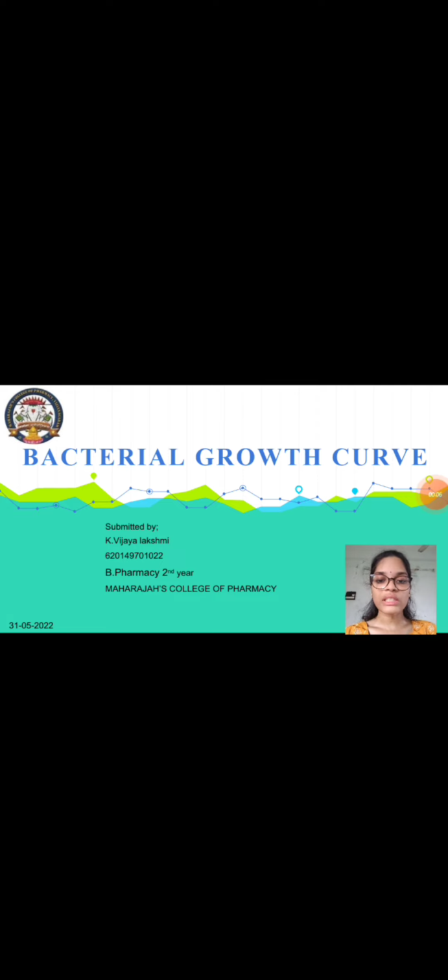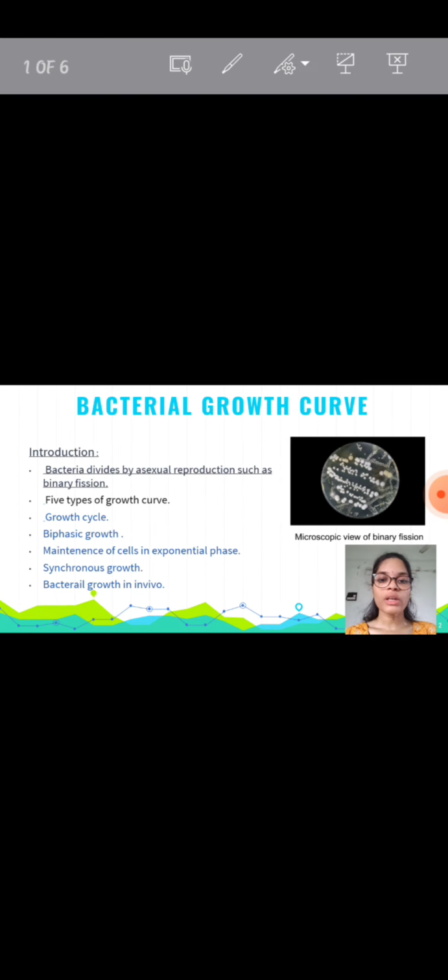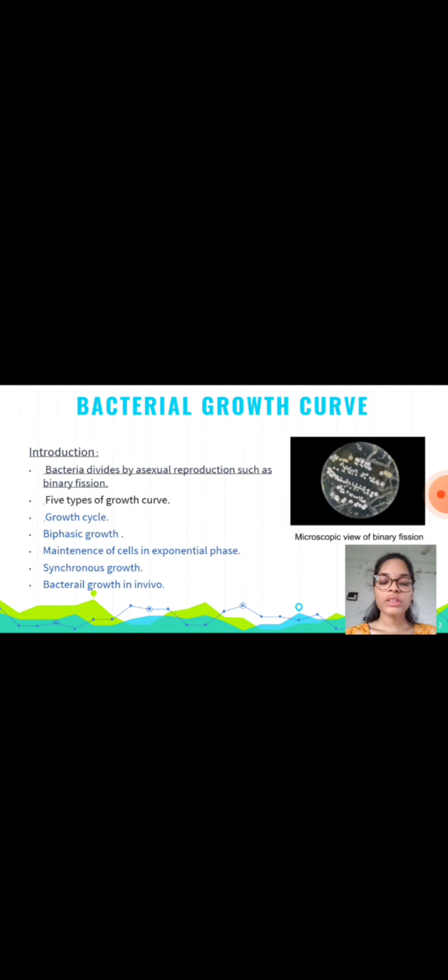Now I am going to discuss bacterial growth curve. So what is the bacterial growth curve? The bacterial growth curve represents the various phases in the growth of the bacteria. Whenever we inoculate any new bacterial cell or bacterial population into fresh media containing nutrients, by providing suitable conditions such as pH and temperature, the bacteria start dividing. That means the growth of the bacteria is taking place here.